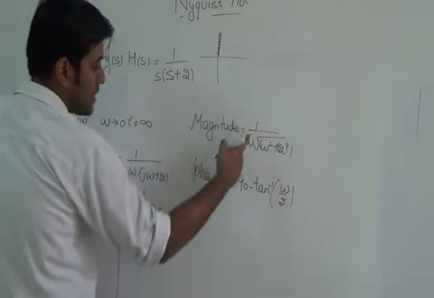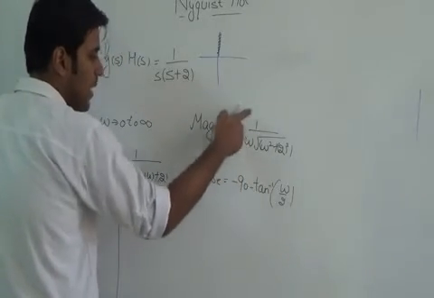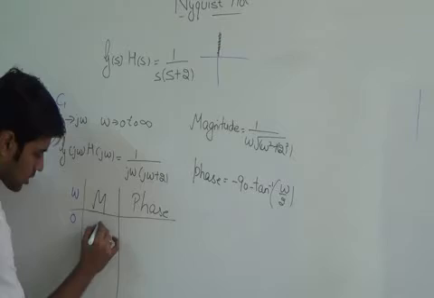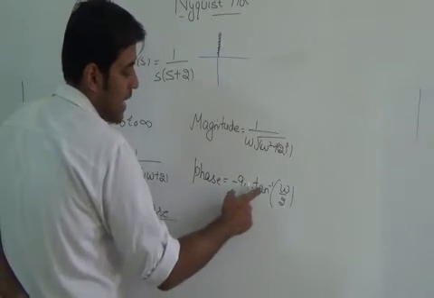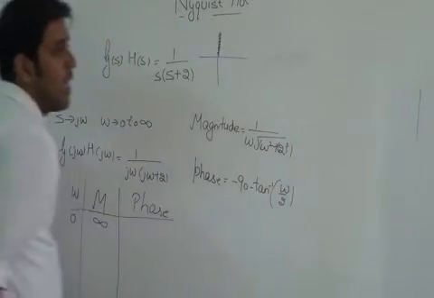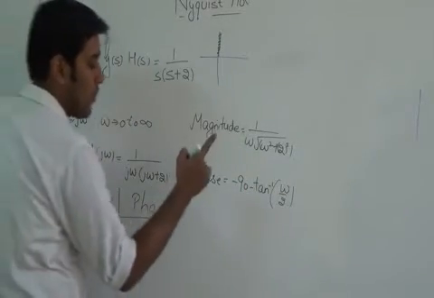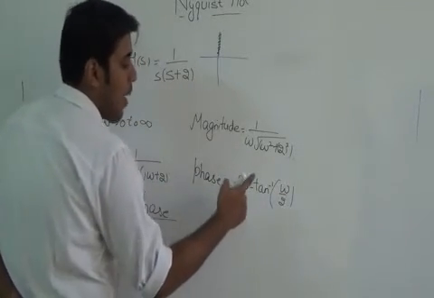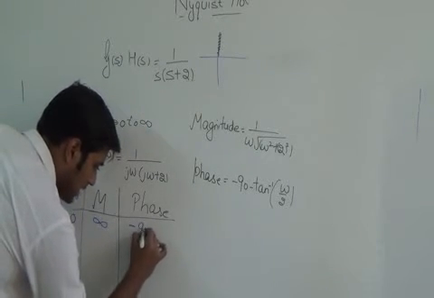This value will be 1 by 0 into something. 0 into something is 0, and 1 by 0 is infinity. Its phase is minus 90 minus tangent inverse 0. Tangent inverse 0 is 0. That will come out to be minus 90 minus 0, which is minus 90.